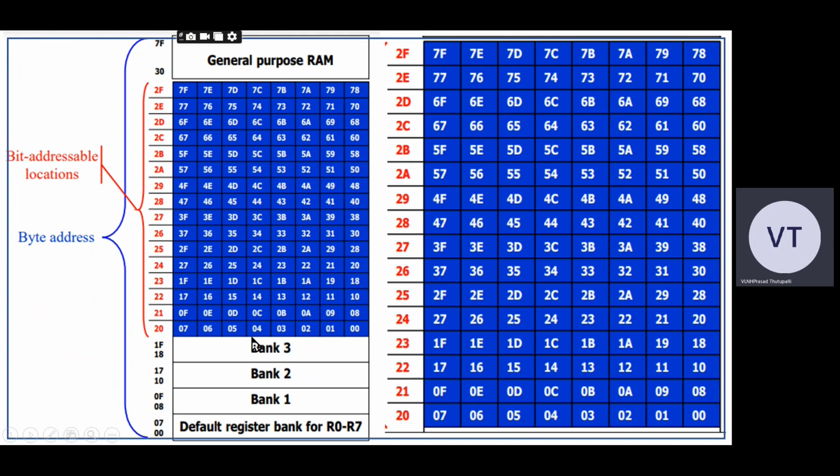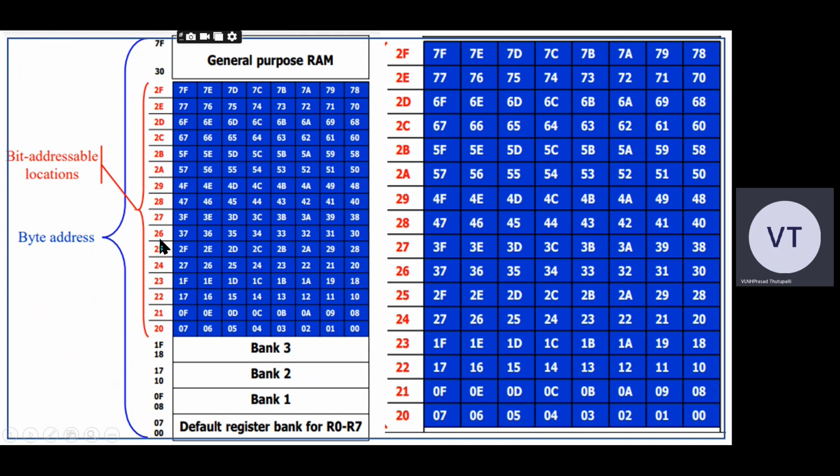You can refer to this byte with its address 20. This 20 is the byte address, and 00 is the bit address. If you want to refer to this entire byte, you have to use this 20.